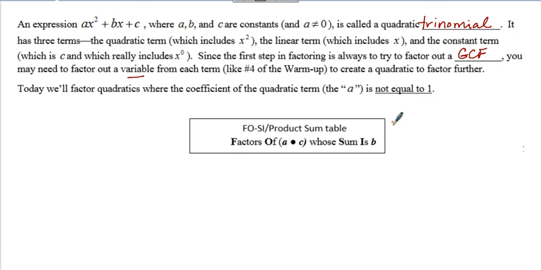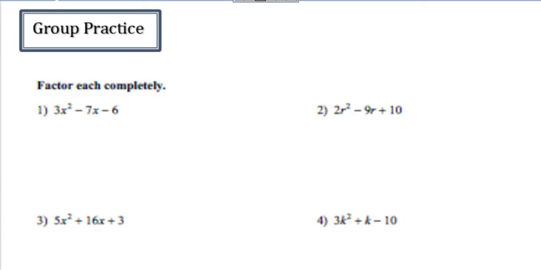Alright, so let's take a look at the first one in the group practice. Number 1, and I will show you 2 different ways to do number 1, and then a third and fourth way to do number 2, and then you can choose what your favorite is, but I will continue with the FOSI method. So let's start with the FOSI method, FOSI meaning FO, factors of whose sum is.